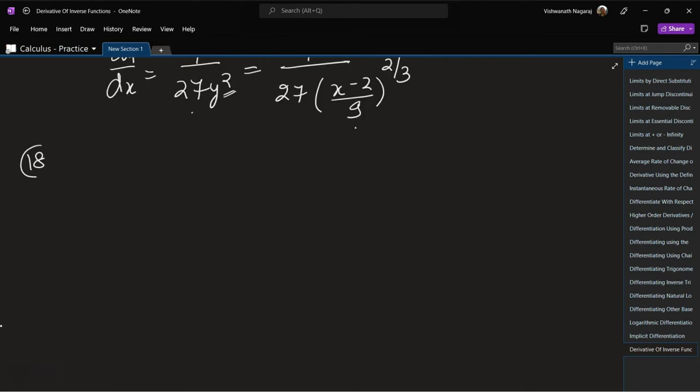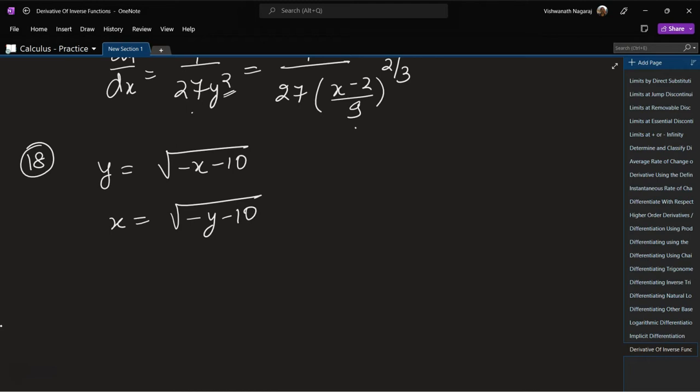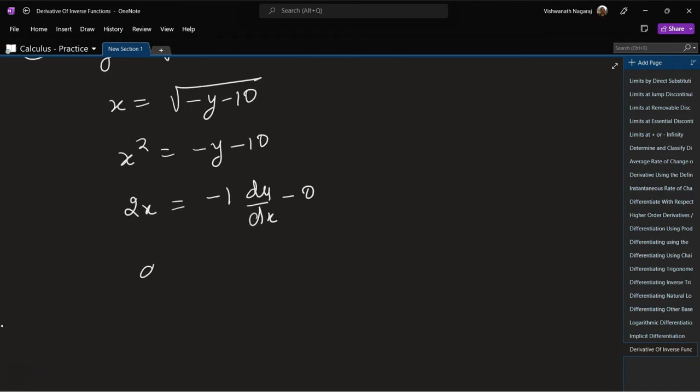Okay. 18, y is equal to square root of minus x minus 10. So x is equal to square root of minus y minus 10. X square is equal to minus y minus 10. So differentiating this, we get 2x is equal to minus 1 dy by dx minus 0. So dy by dx is equal to 2x by minus 1. So that means minus 2x.